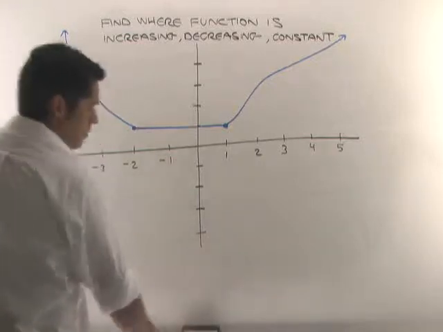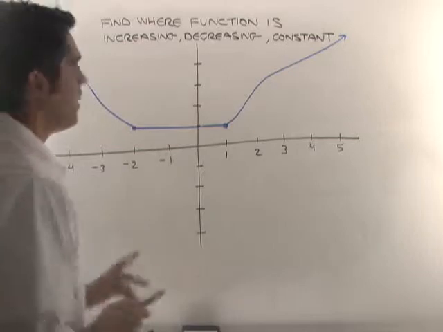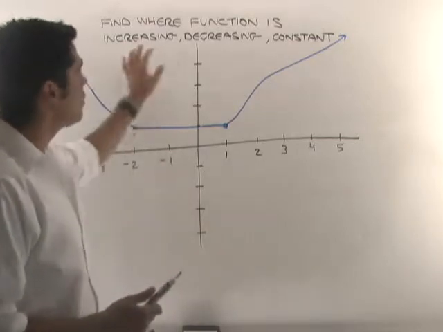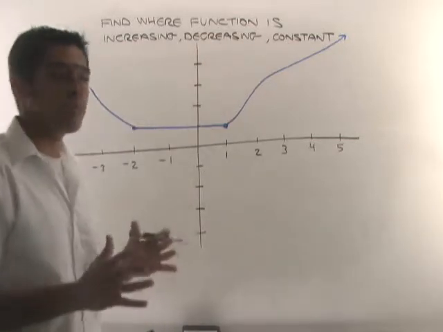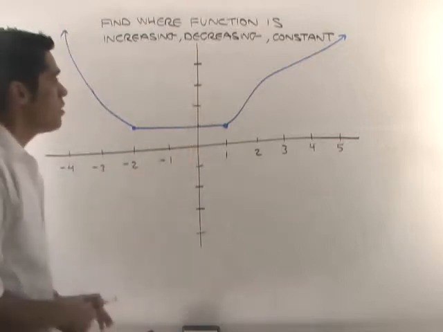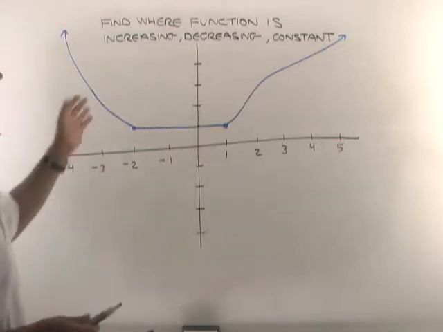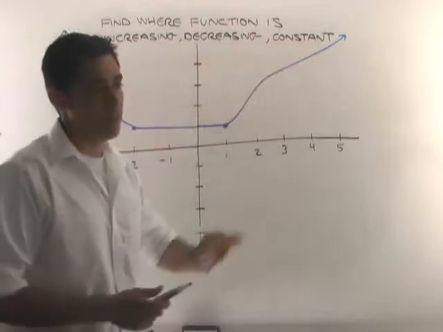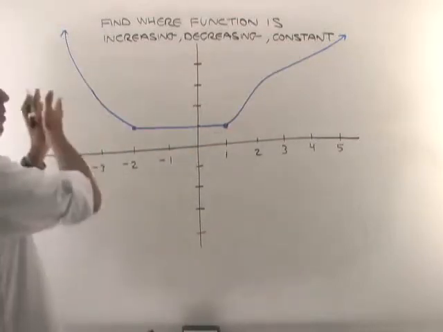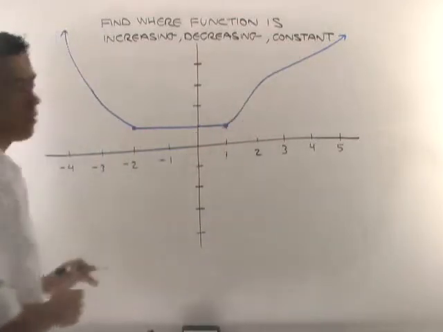All right, one of the really basic concepts as far as functions is concerned is the idea of increasing, decreasing, and constant intervals. So when we look at the graph of a function and we're asked to find out where it's increasing, decreasing, constant, what we want to do is read the graph from left to right and look at it like a roller coaster.